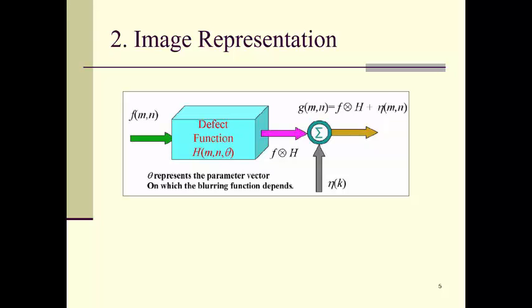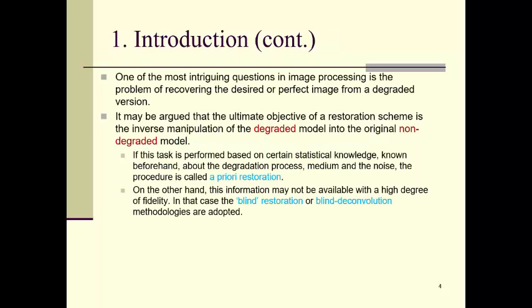One of the things we can do is transform my image from the spatial domain to the frequency domain. In this case, convolution will be converted into simple multiplication. Here I have capital F multiplied by capital H, which is the Fourier transform of the H. How can I get the F from here? By dividing by the Fourier transform of this defect function. This is what the logic would say, and this is what we are trying to say in this slide.